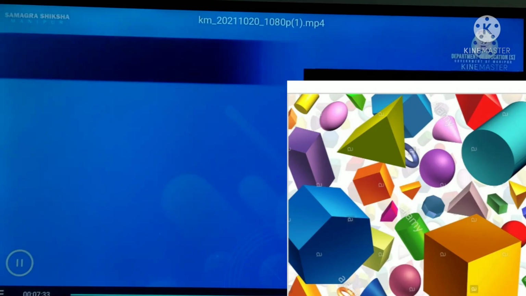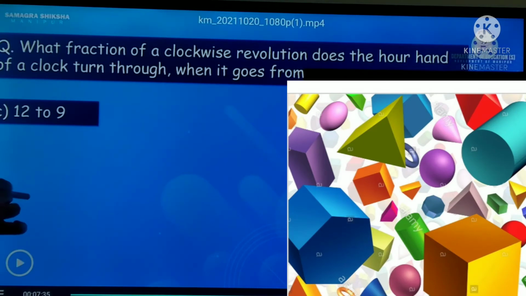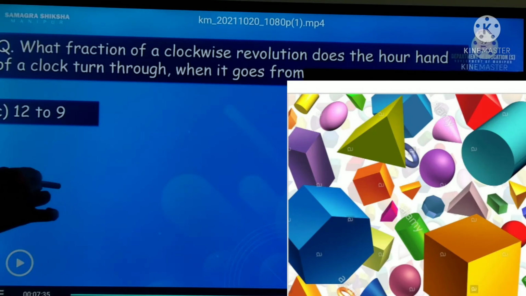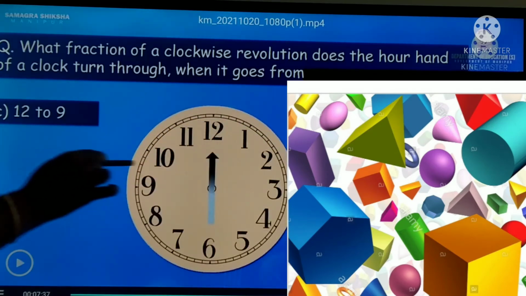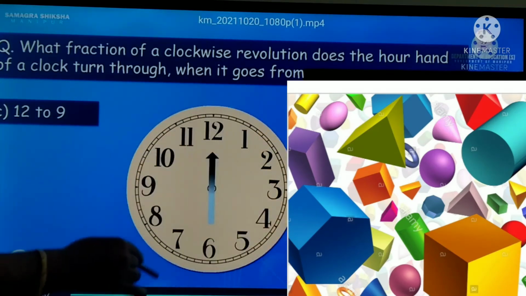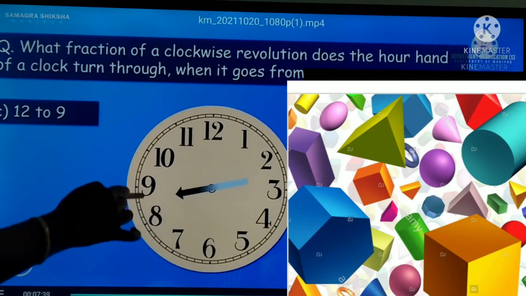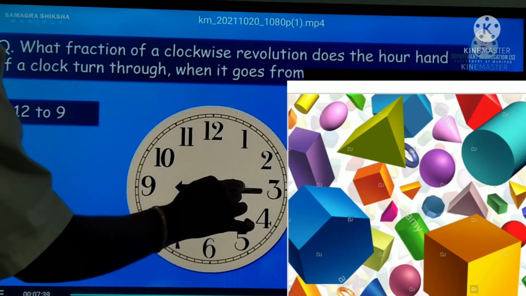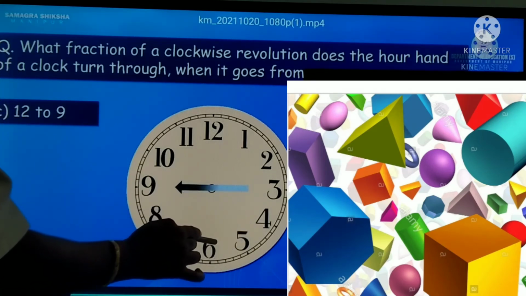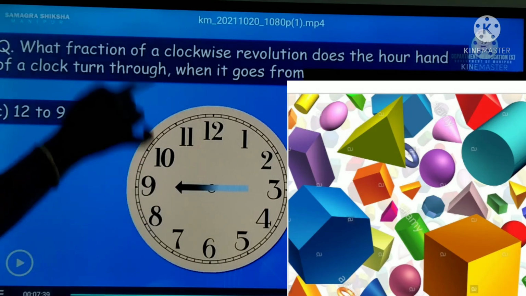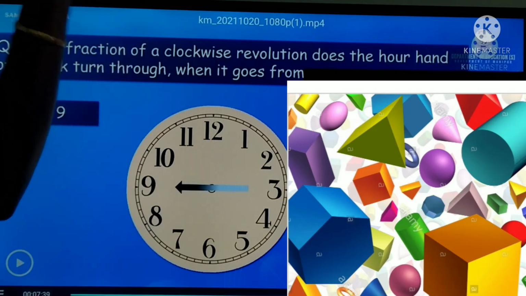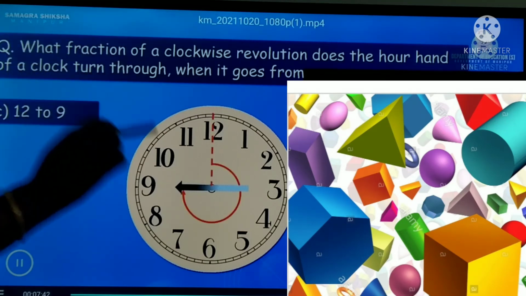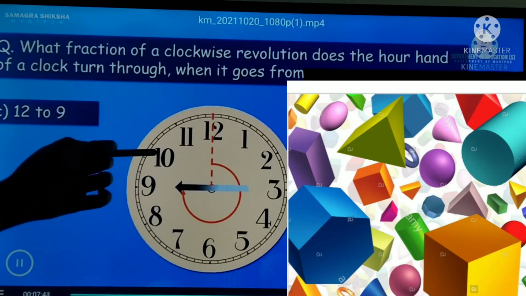Then the next one: what fraction of a clockwise revolution does the hour hand of a clock turn through when it goes from 12 to 9? From 12 to 9, clockwise. Listen. From 12 to 3 it is 1 by 4. 3 to 6 again 1 by 4. 6 to 9 it is again 1 by 4. So 1 by 4 plus 1 by 4 plus 1 by 4. What is that? It is 3 by 4.